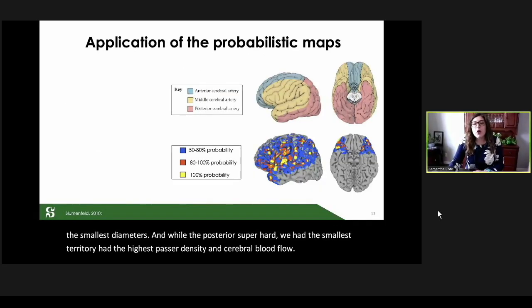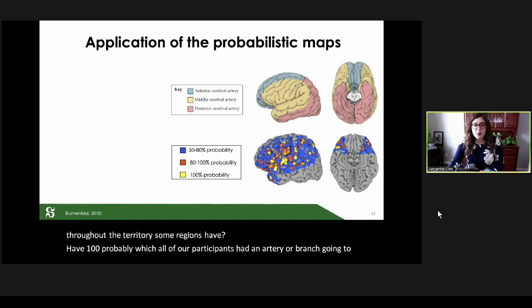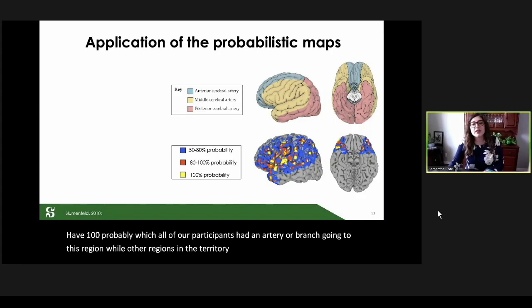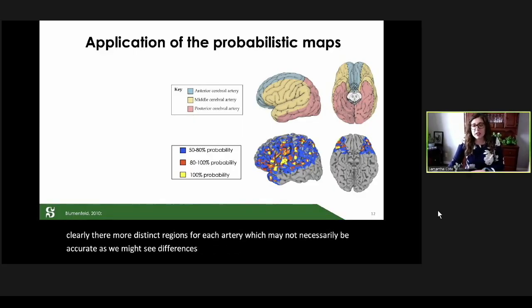So one thing that's important to note, and that I previously mentioned, is that for our arteries, there's a variation in the probability of the presence of an artery throughout the territory. Some regions have a 100% probability, in which all of our participants had an artery or a branch going through this region, while other regions in the territory had a much lower probability, showing that some people had different branching patterns. When we compare this to the traditional territory maps of the arteries, we see that they're more distinct regions for each artery, which may not necessarily be accurate, as we may see differences throughout that may not be taken into consideration.